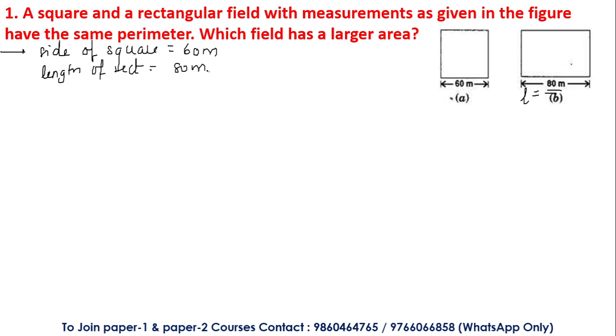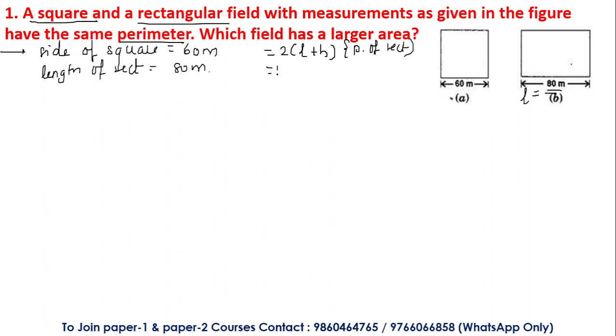Now according to the question, the perimeter of the square and the rectangular field in the given question is the same. Now what are the formulas for the perimeter of a square and the perimeter of a rectangular field? We'll understand that first. The perimeter of the rectangular field's formula is twice of length plus breadth. This is the perimeter of a rectangle. Please make a note of it.